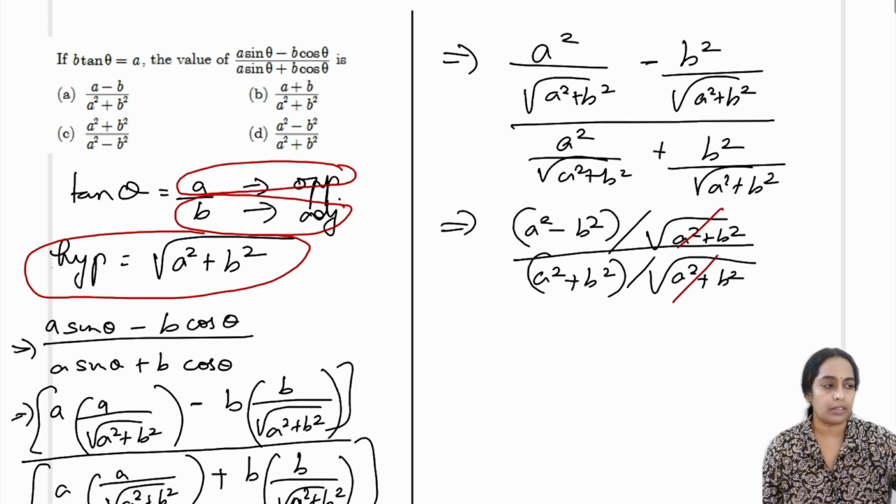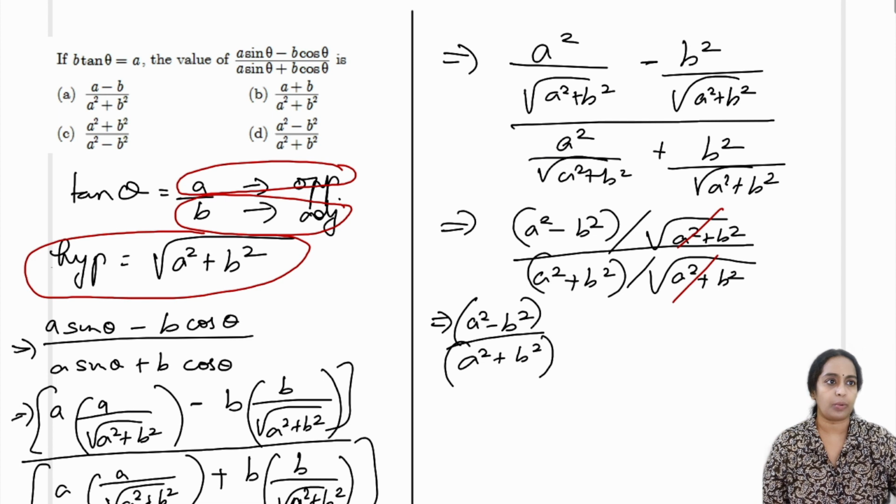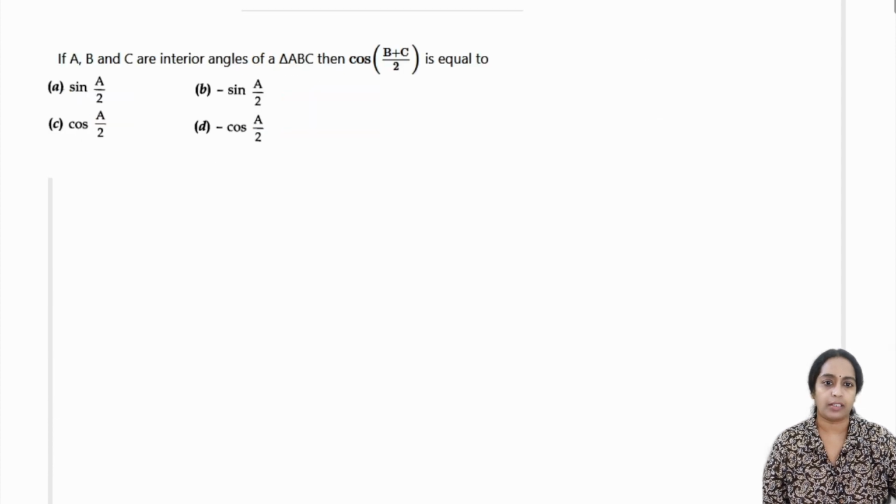So this gets cancelled in the numerator and in the denominator. So my final answer is going to be A square minus B square divided by A square plus B square. So this is option D. Option D is the correct answer. Moving on to the next question.